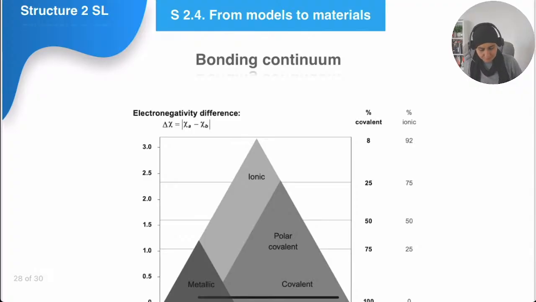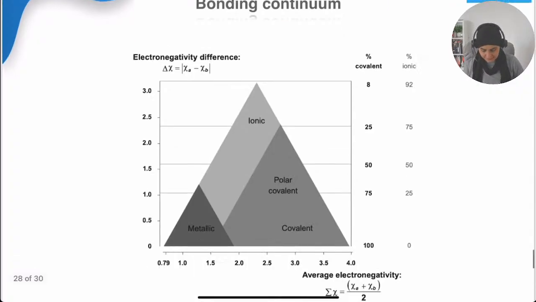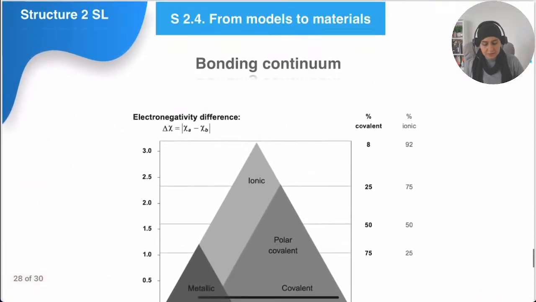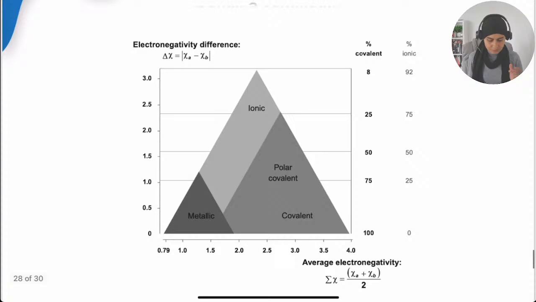Okay. And the final, not the final, 3 more pages, guys. Okay, we're almost there. Now, this is a new part of the syllabus, which is called From Models to Material. And the first thing that we need to do is to talk about the bonding continuum. This triangle is from the data booklet.